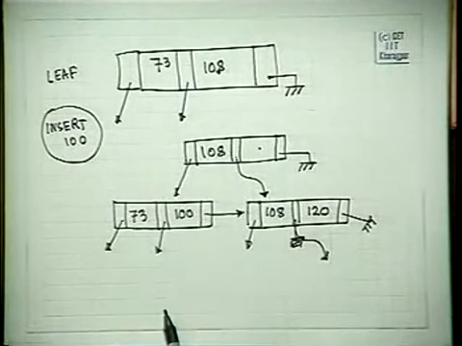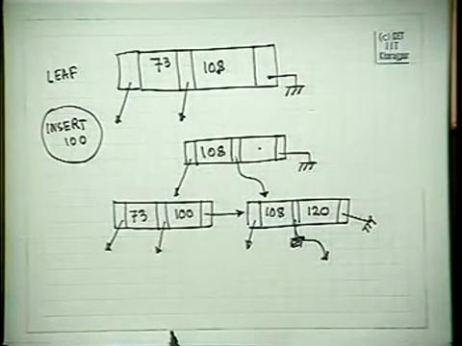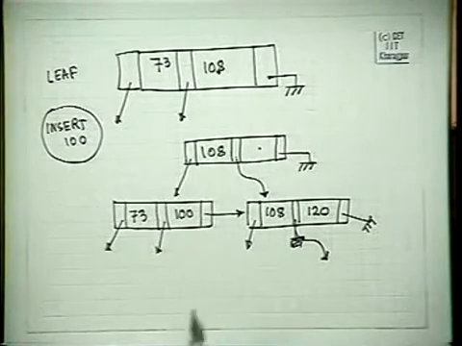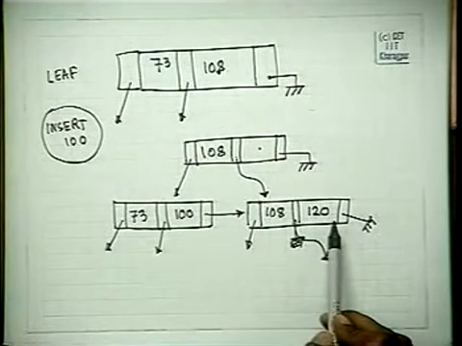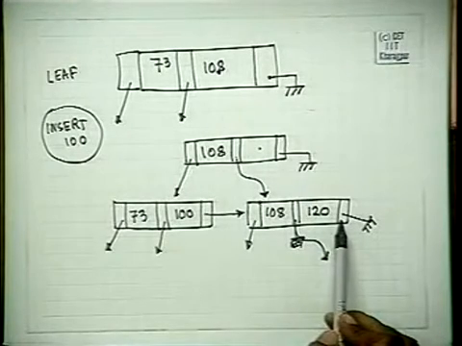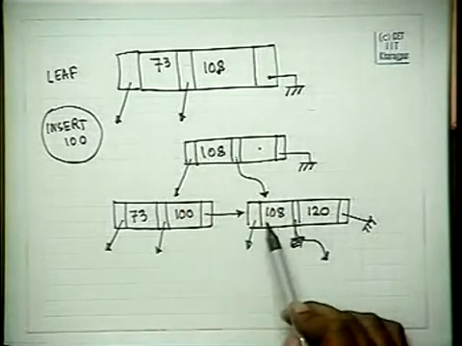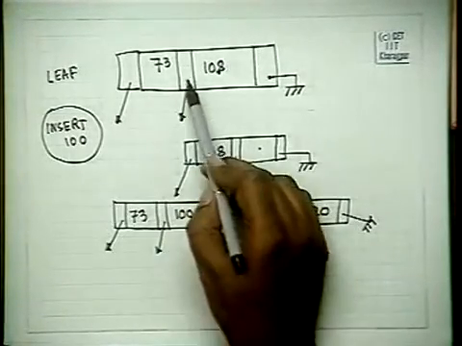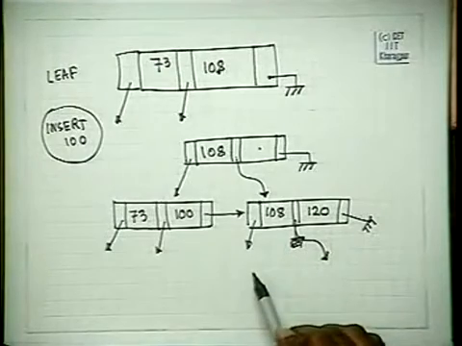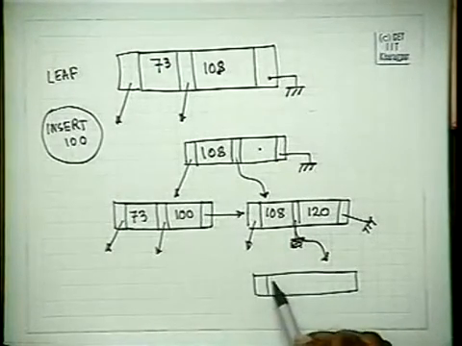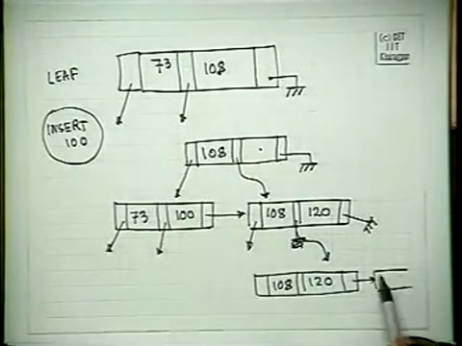Now suppose at this point I want to introduce 125. I will come here, 125 must come here. So if 125 must come here, then this will overflow. So like I did when I inserted 100 here, I will replace this by 2 elements. One will be 108, 120, and another will be 125.